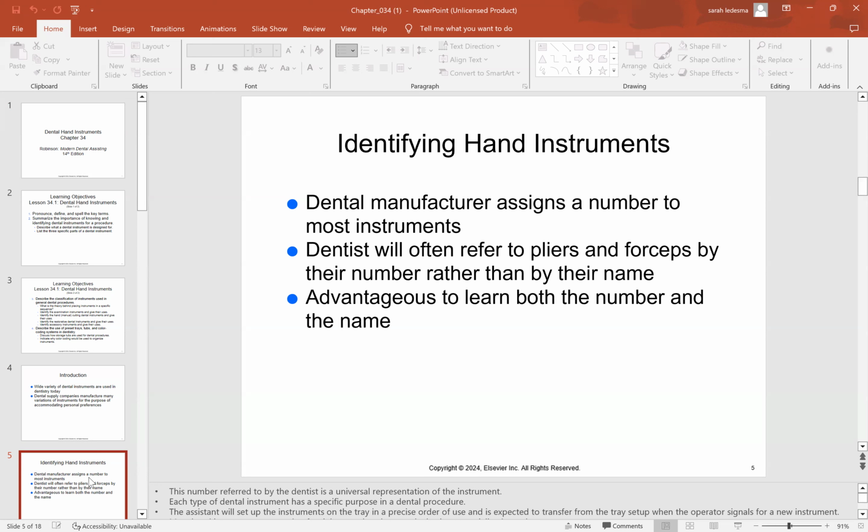So when you get in the field, you have a good idea of the instruments that your doctor and provider are looking for. Remember that when we're setting up instruments on a tray, we want to set them in order of use from right to left. And we're expected to be able to pass these instruments to the provider without them ever having to take their eyes off of the tooth that they're working on.